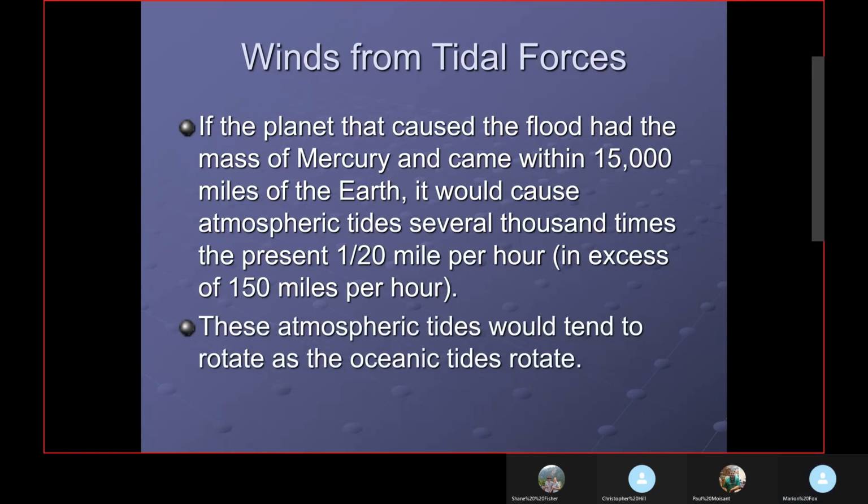These atmospheric tides would tend to rotate as the ocean tides rotate. Now, a tide moves in a circular rotation. Tides are caused not by gravity, but by a difference in gravity. It's because the Earth is spherical, so the distance from the moon to the Earth is different at different points on the Earth's surface. The differences in those tidal forces and the gravitational forces create the tides and cause them to occur. But we won't go further into that.